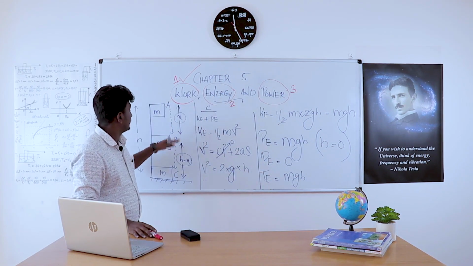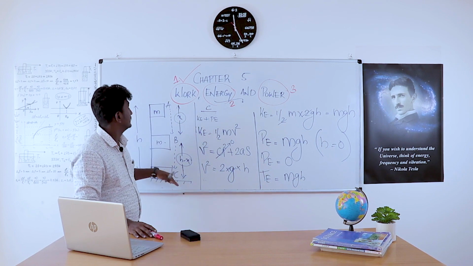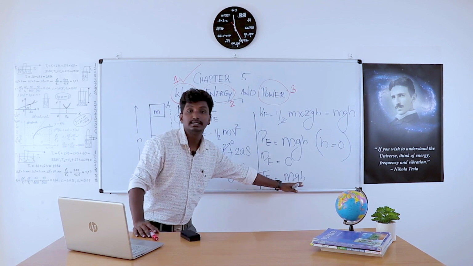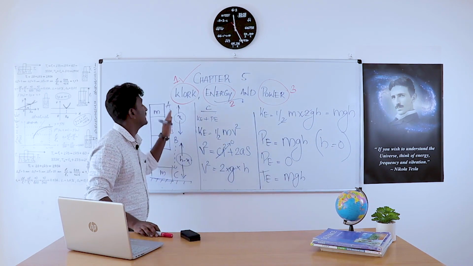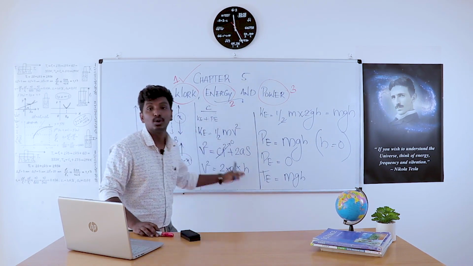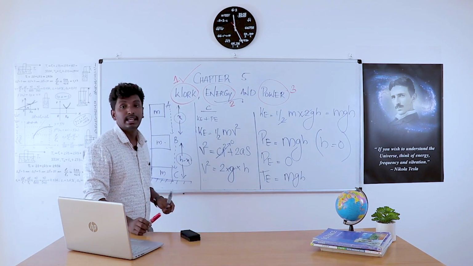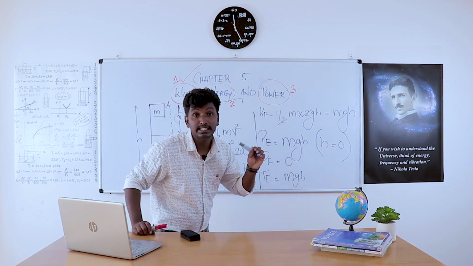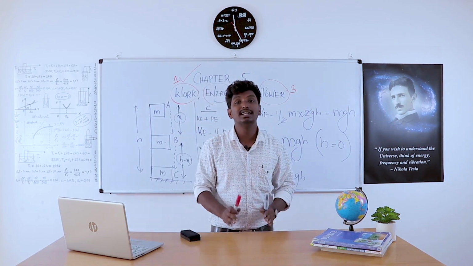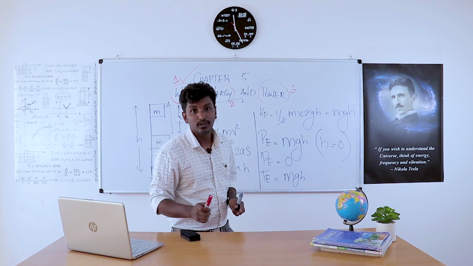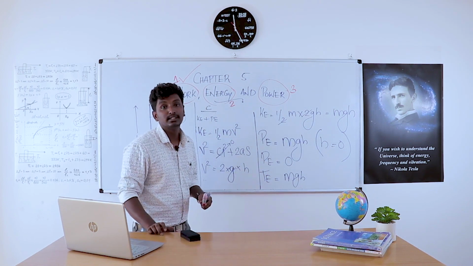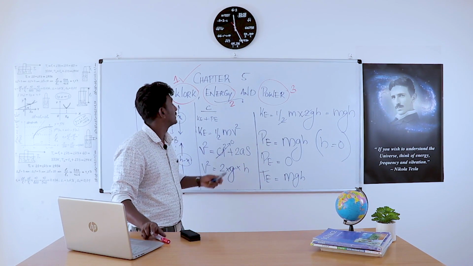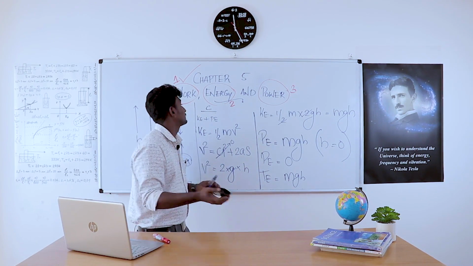Now we derived three conditions at A, B and C. At A, at B and at C, total energy is the same, mgh. That means at A, B and C, total energy remains constant as mgh. Therefore, we can say that energy is conserved in the case of a freely falling body. For a freely falling body, total energy remains constant. Therefore, the law of conservation of energy is applicable for a freely falling body.